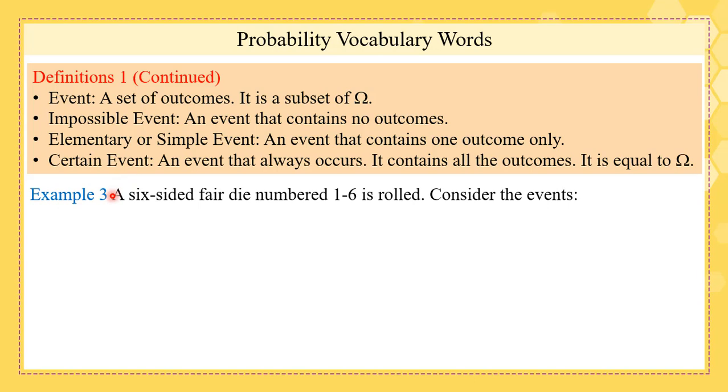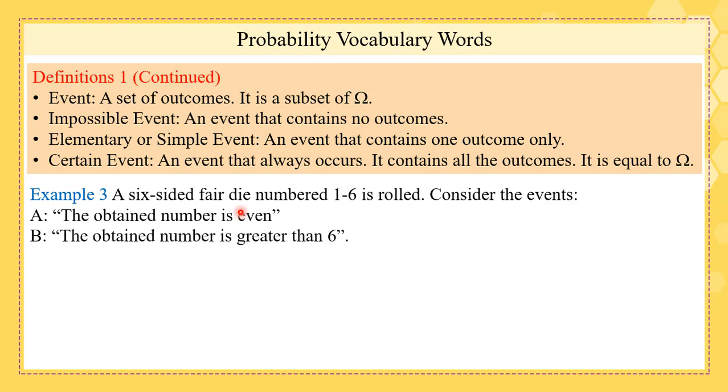Let's see this example. We have a fair die which is rolled, and we have the following events. Notice that the event is usually represented by a capital letter.